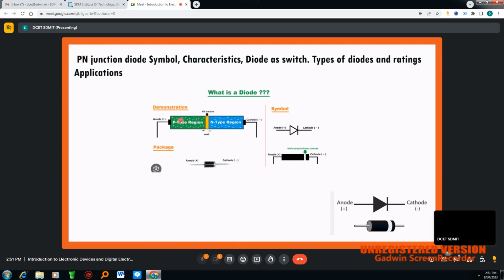See, PN junction means P-type material and N-type material. Now you may have a question, what is P-type material, what is N-type material? So I told that in semiconductor, we will create some material called P-type semiconductor. Another one we call an N-type semiconductor. P-type semiconductor means here the holes are the majority charge carriers.